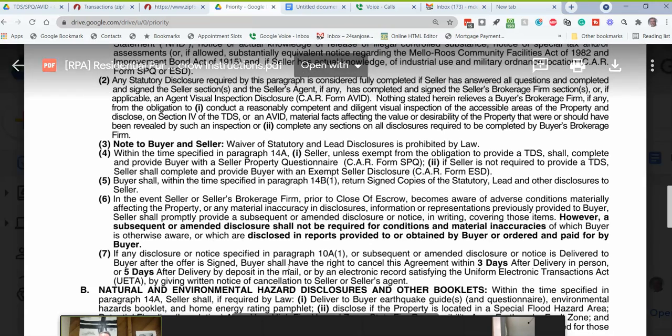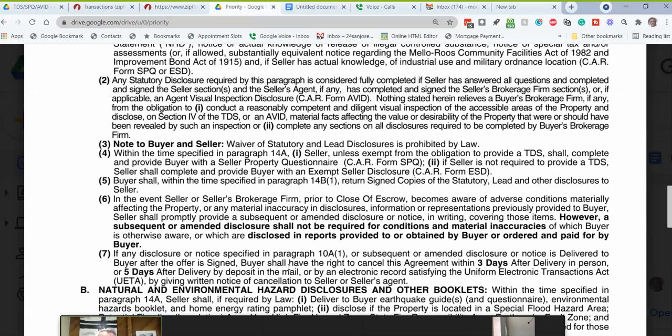Can the buyer waive the transfer disclosure statement? And the answer is no, you cannot waive it. You can't waive lead-based paint disclosures, nor can you waive the natural hazard disclosure. Sorry to interrupt you. So both the buyer agent and the seller's agent typically fill out that AVID form? They each do their own.